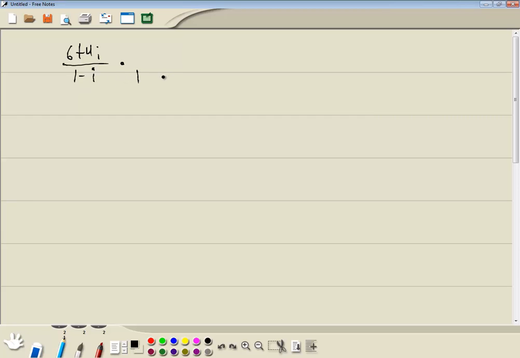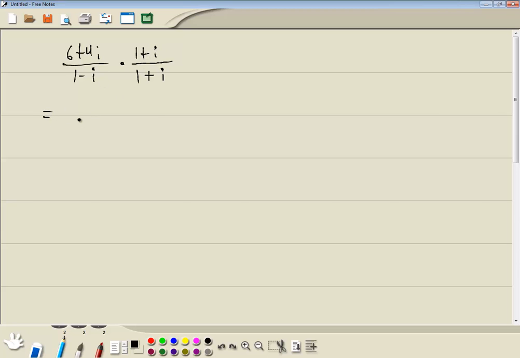Now conjugate means the first is the same, the last is the same. So 1, 1, i and i. But the sign in the middle is different. This is a minus, so this has to be a plus. And whatever you multiply by the bottom, you have to multiply by the top.